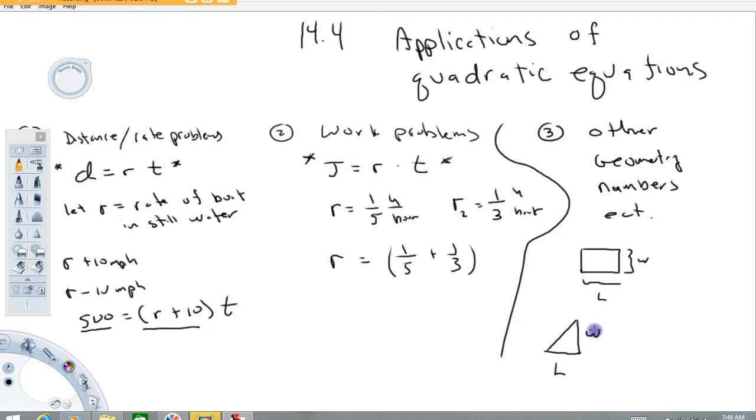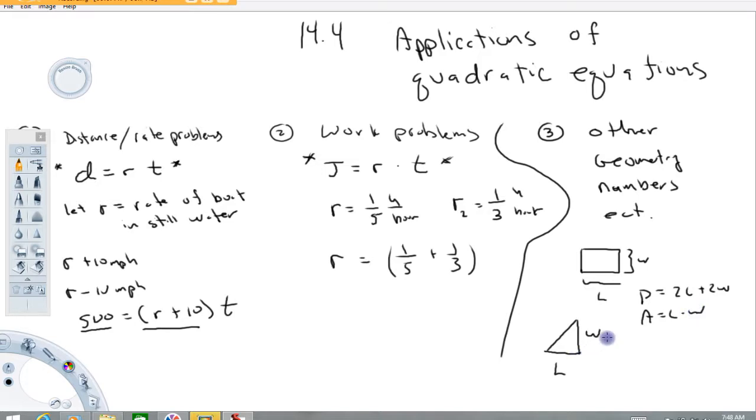Then it's about what type of equations you can write. Most of the problems in this area have to do with perimeter and area. In this particular problem right here, the perimeter would be, you see I have 2 of these and 2 of these, 2L plus 2W. And a lot of times they have something to do with area. In this case, the area would be L times W.